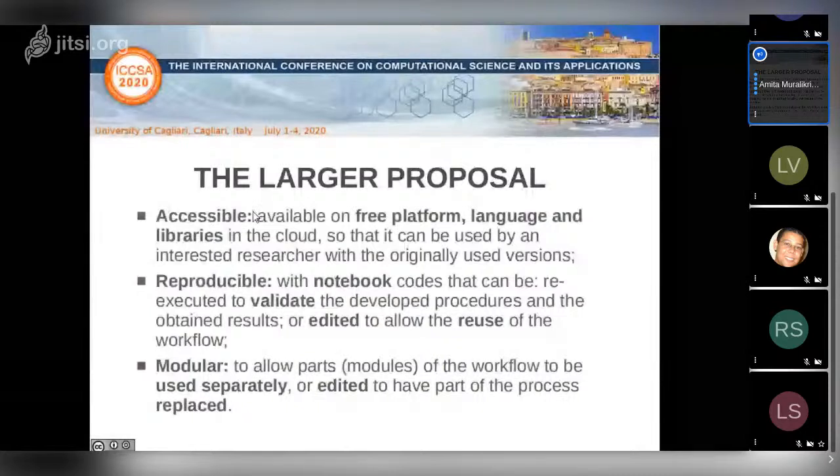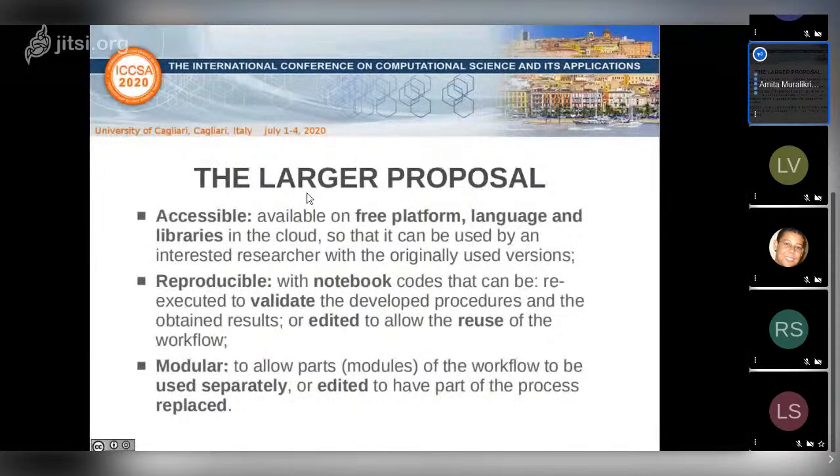As I said at the beginning, we have a larger proposal that was still partially considered until the end of this work: to make the workflow accessible. It means available on a free platform, language, and libraries in the cloud, so that it can be used by interested researchers with the originally used versions, and then modified after. Reproducible with notebook code that can be re-executed to validate the developed procedures and the obtained results, or edited to allow the reuse of the workflow. Also modular, to allow parts or modules of the workflow to be used separately, or edited to have part of the process replaced.